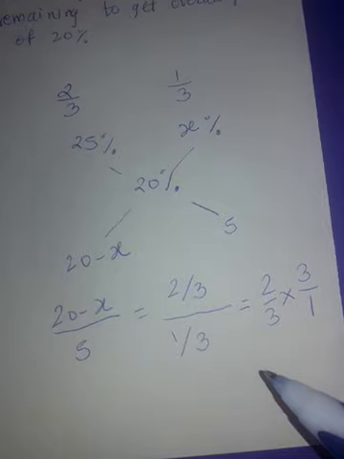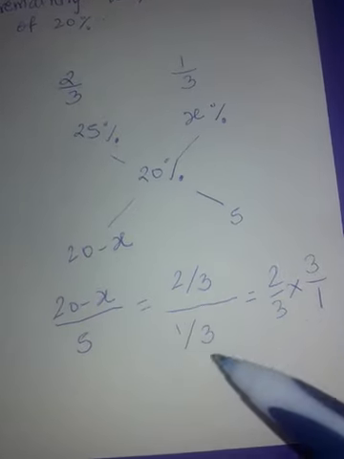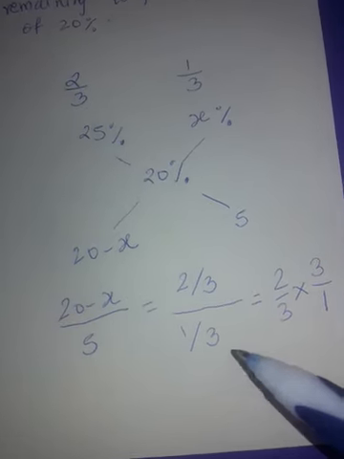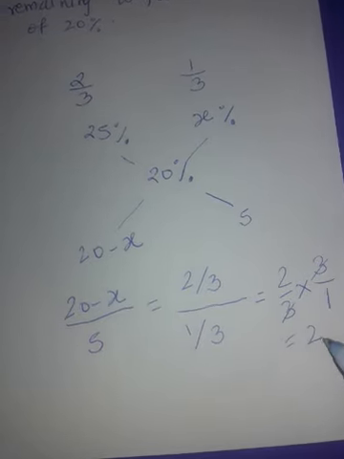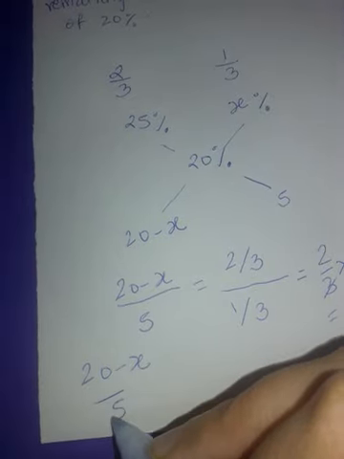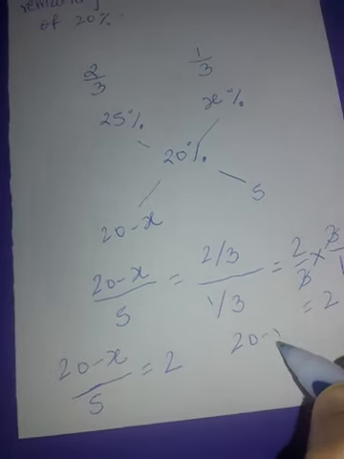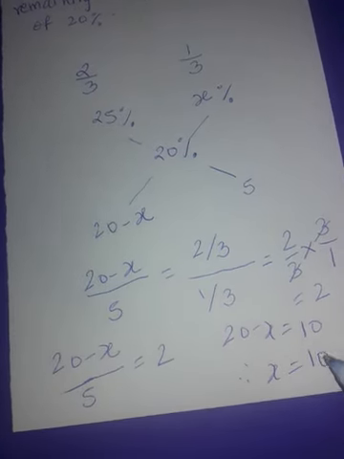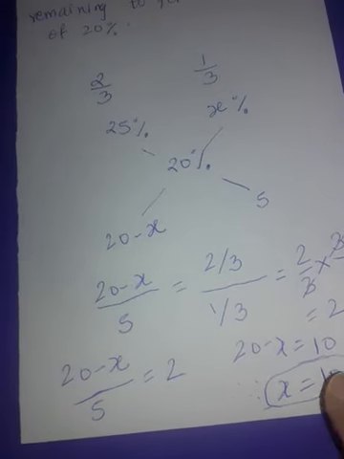Please watch earlier videos of multiplication and division of fractions to be expert in such types of divisions and multiplications, because you are going to need it often in many chapters. This is 2. So 20 minus x upon 5 is equal to 2. So 20 minus x is equal to 10. Therefore x is equal to 10. Your answer is ready.